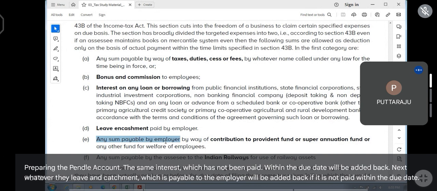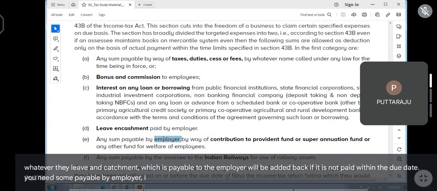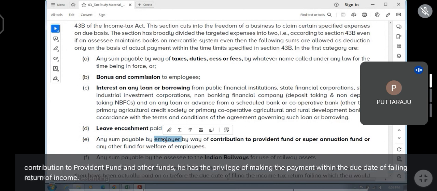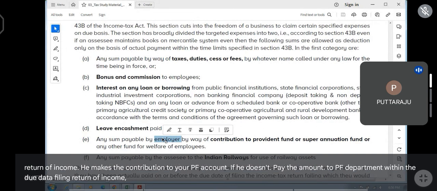Any sum payable by employer, I said while discussing section 36, I specifically mentioned in case of employer contribution to provident fund and other funds, he has the privilege of making the payment within the due date of filing return of income. He makes the contribution to your PF account. If he doesn't pay the amount to PF department within the due date of filing return of income, then his contribution will be disallowed.